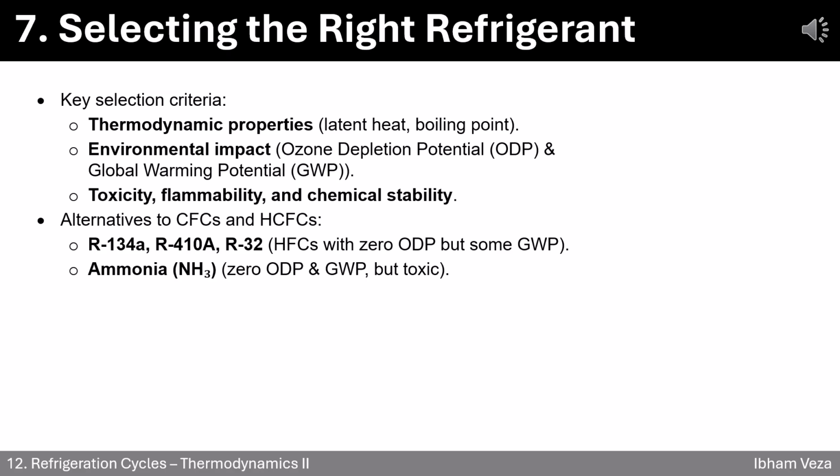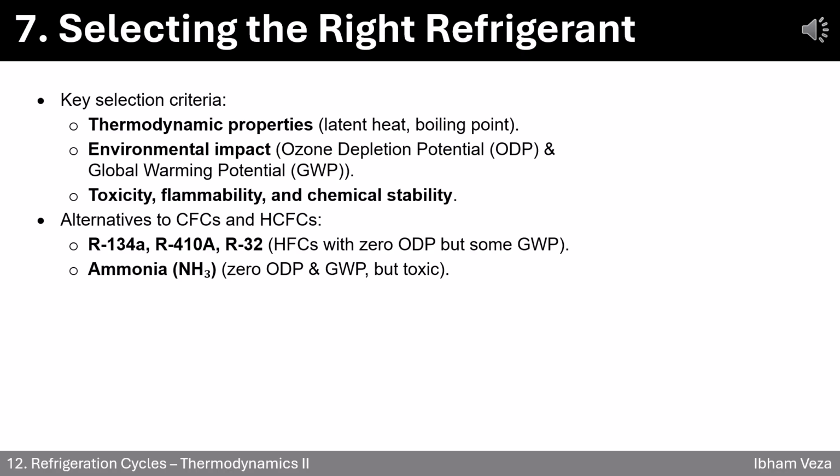7. Choose refrigerants with a balance of performance and responsibility. Choosing a refrigerant is more than just picking what's coldest. It's about balancing performance with safety and environmental impact. You want refrigerants with great thermodynamic properties like high latent heat and low boiling point to maximize efficiency. But you also have to watch out for environmental damage. Older refrigerants like CFCs and HCFCs harm the ozone layer.